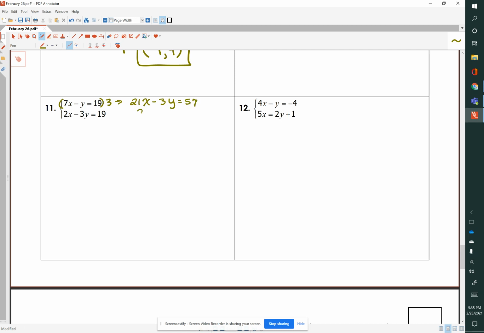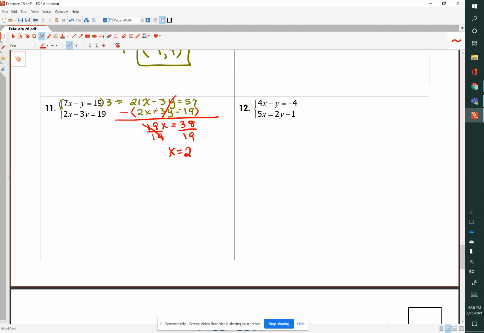And then I've got my 2x minus 3y equals 19. Now, be careful here. Let me change the color so you can see it. I am going to subtract the second equation. When I subtract a negative, that's like making it positive, so the 3y's go away. 21 minus 2 is 19. So I have 19x equals 57 minus 19 is 38. And if I divide both sides by 19, x equals 2.